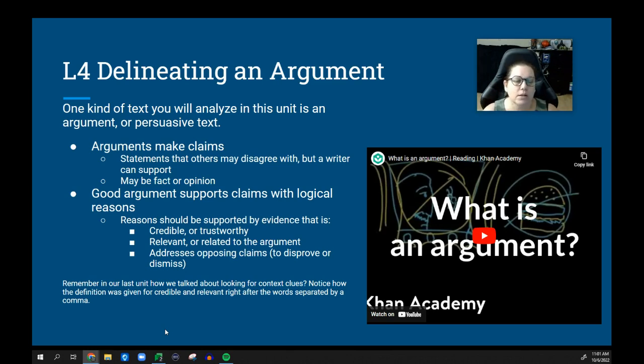So remember in our last unit how we talked about looking for context clues. Notice how the definition for credible was given right here. It says credible, comma, or trustworthy. That is using a context clue to notice that the word credible means that it's a trustworthy source. Okay, so just keep that in mind. Just a little bit of extra information there. All right, so let's go ahead and watch a short video on what is an argument.